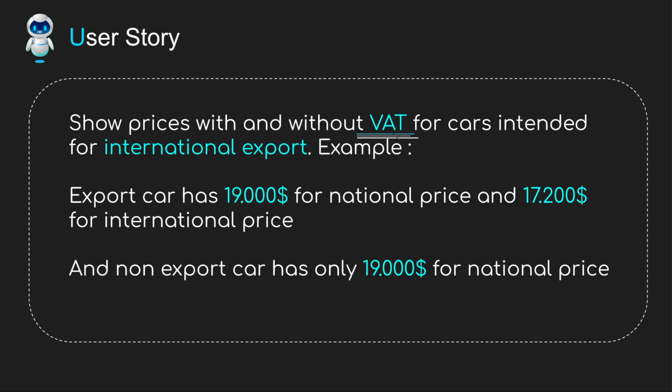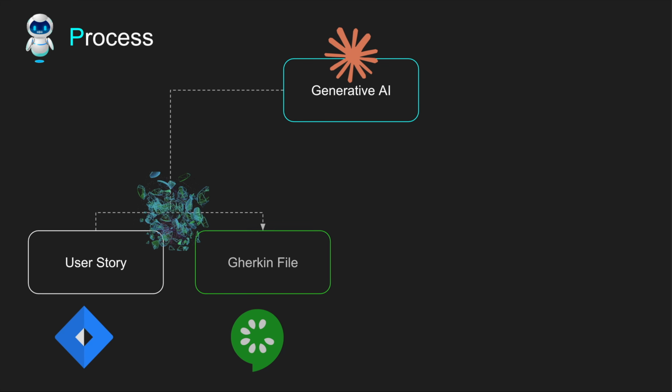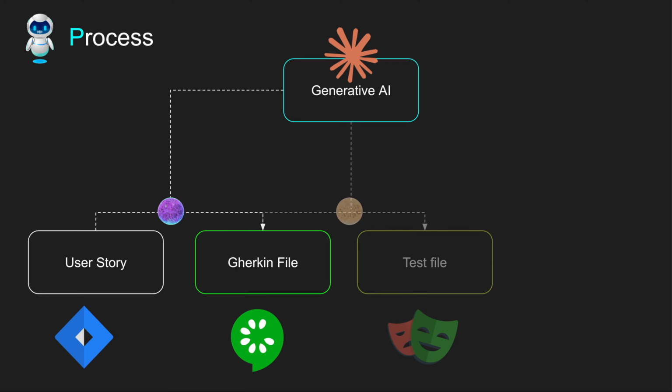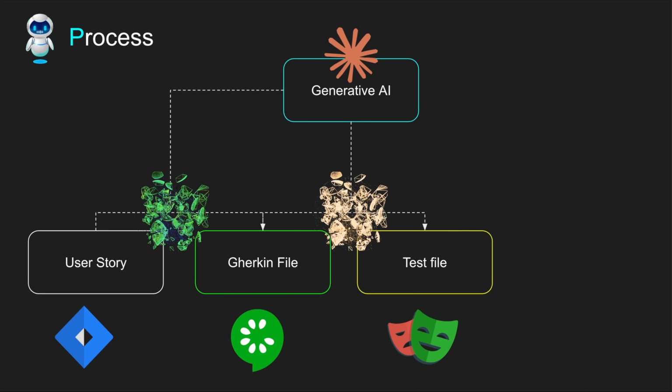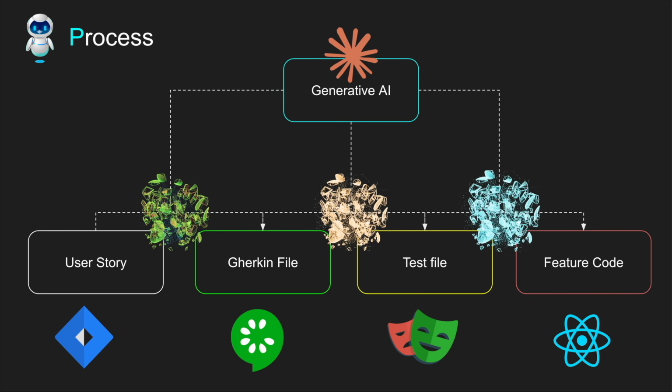To implement this using AI and BDD, we'll follow these steps. First of all, we generate the Gherkin file from the user story using AI. This file defines the test scenario in a BDD format. The second step is to generate the test file from the Gherkin file, also using AI.